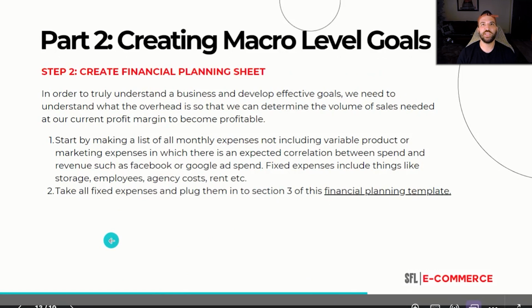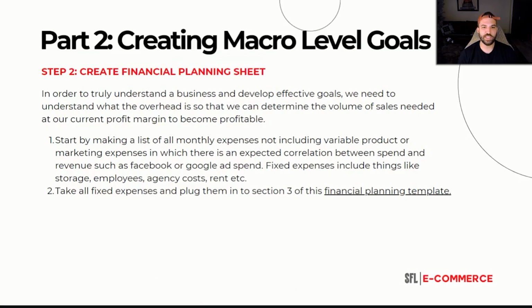So jumping back over to our presentation here, going to step two. Step two is starting to implement some of the numbers into this financial planning sheet. So one, what you're going to do is make a list of all your monthly expenses that are not included in the variable product or marketing expenses. In phase one, we looked at variable expenses that go into every product that leaves the facility or gets shipped out to a customer. What we're looking at now are the expenses that exist whether you're doing 0 orders or 100 orders. Those are going to be things like your storage, your employees, any agency costs that you may have, any rent, any software, things like that.